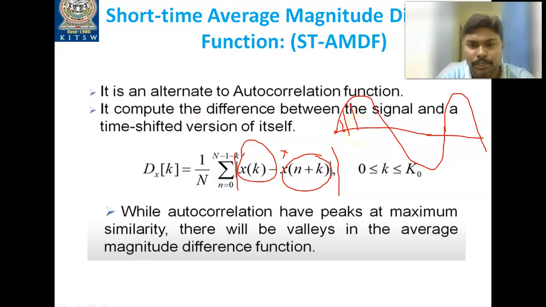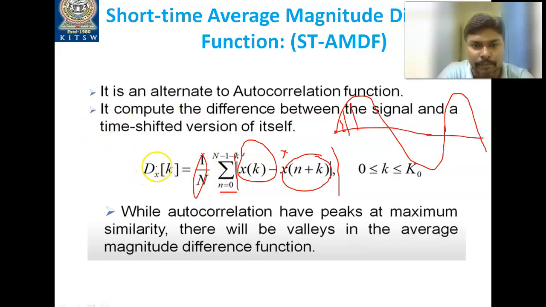What you need to understand is that we convert the analog signal into the sampled version, take the subtraction from one sample to another, and take the summation of all the values. The expression is the summation from n equal to 0 to N minus 1 minus k, with 1 over N. So this is an average, and we get the average of that difference function.